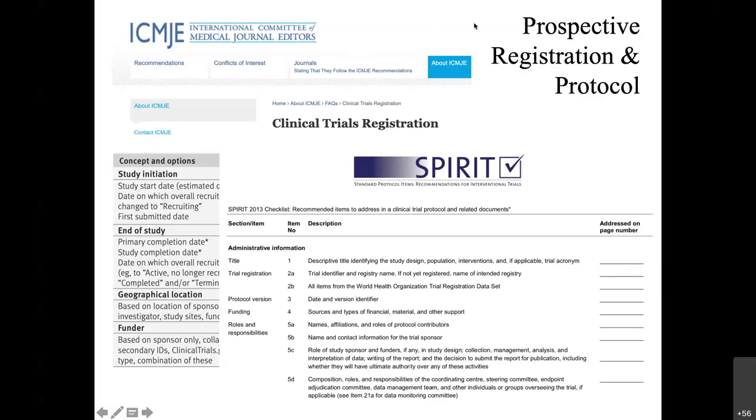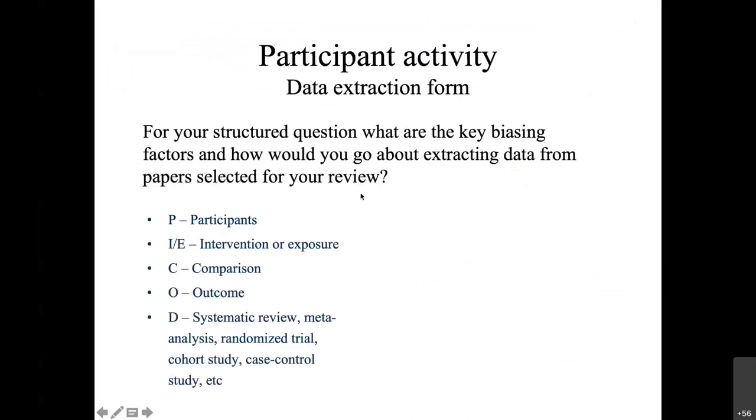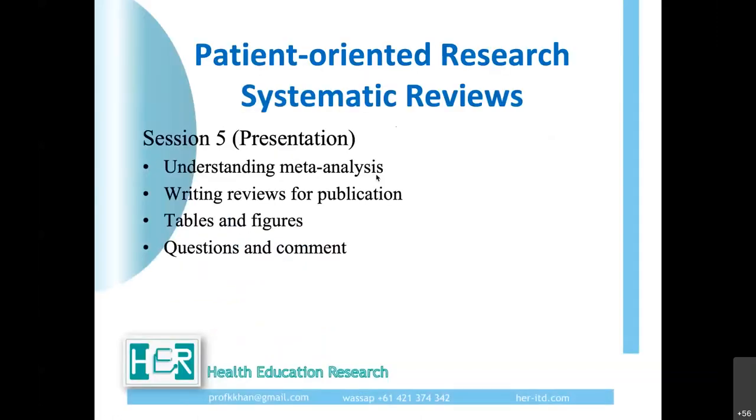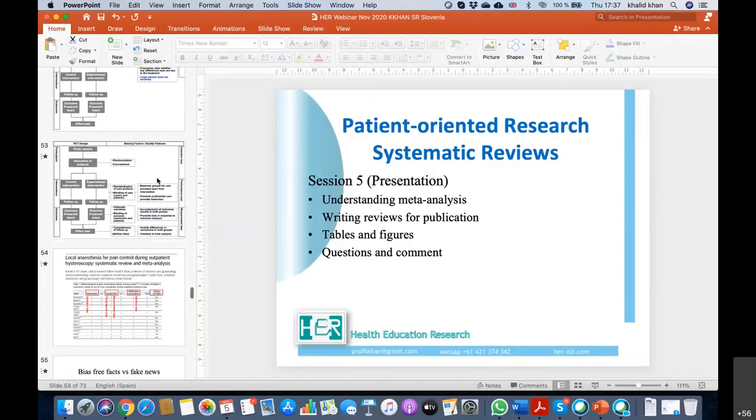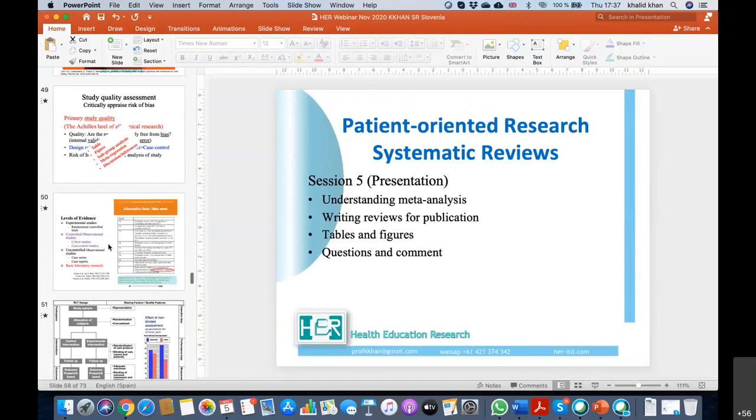In the meantime, I noticed a question coming up. Before ending the lecture, can I show you again the flow chart concerning levels of evidence? Of course. In fact, I'm going to show you that just now. It's a right time to ask that question. Go back to that flow chart. Here it is.